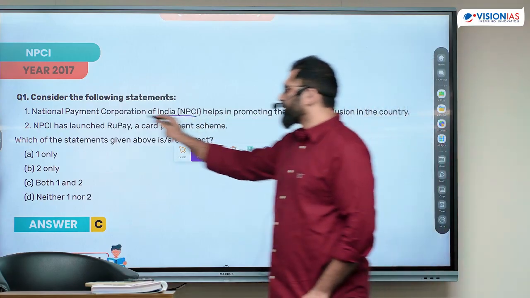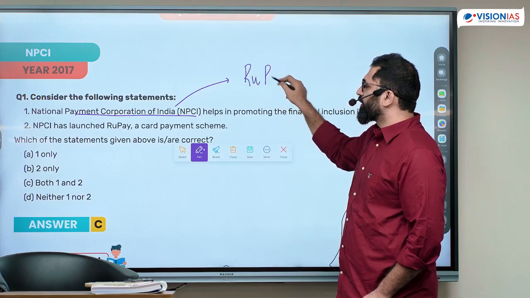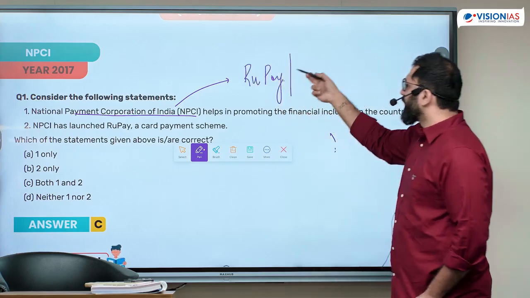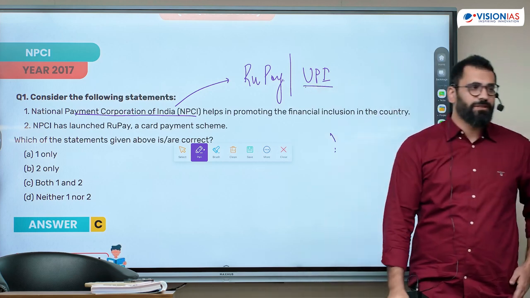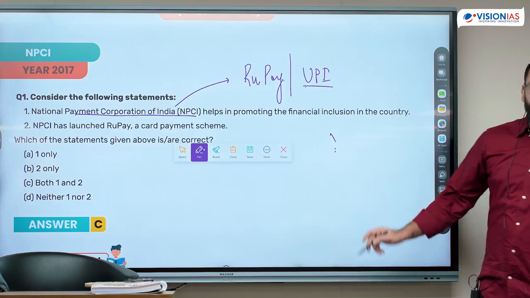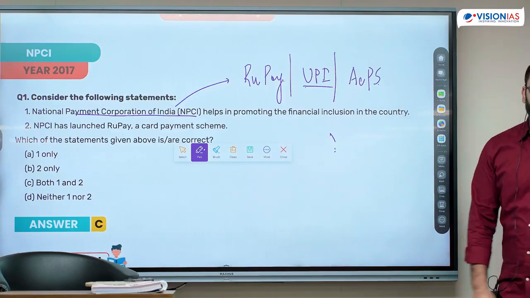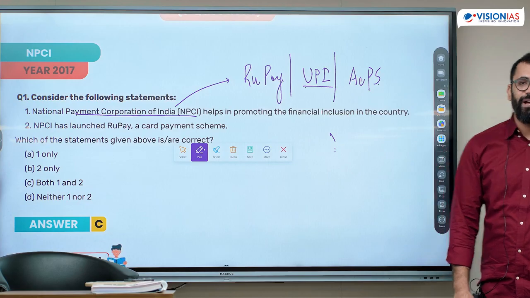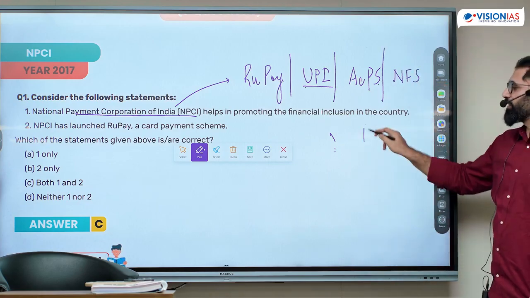NPCI got famous because of a number of developments it has done. It got famous because of the RuPay card. It became famous because of UPI. Is there any other payment settlement system designed by NPCI? Aadhaar enabled payment systems. Anything else? National linking of the ATMs. Anything else? Have you heard of IMPS?